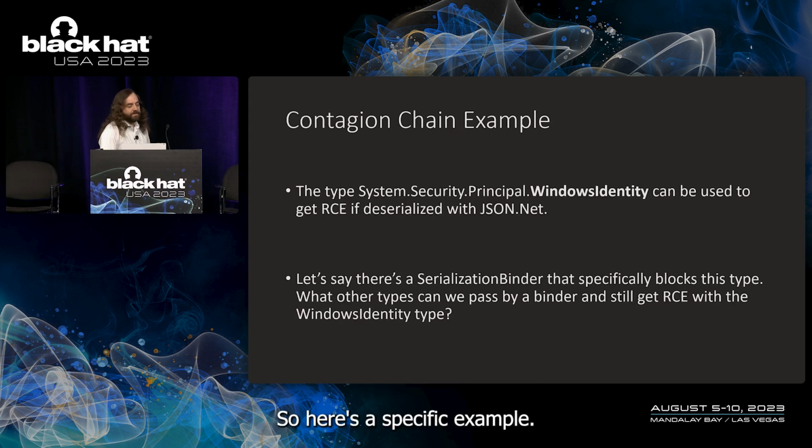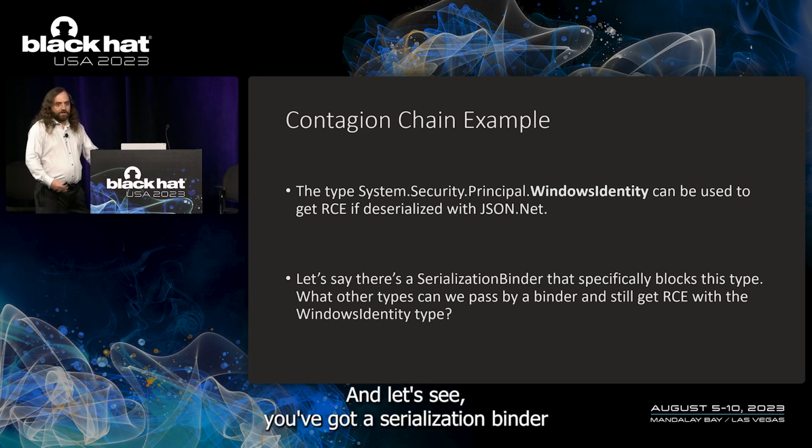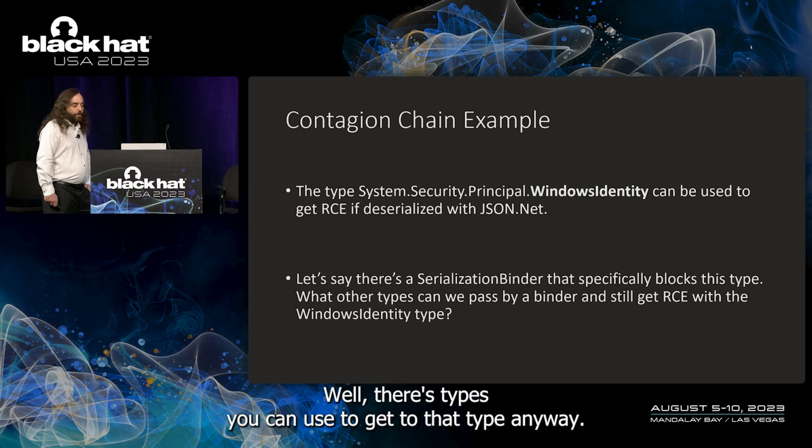So here's a specific example. The WindowsIdentity type I used earlier, it's a serialization RCE gadget for JSON.NET. And let's say you've got a serialization binder where you're just block listing that type. You're saying we're not going to allow that. Well, there's other types you can use to get to that type anyway.